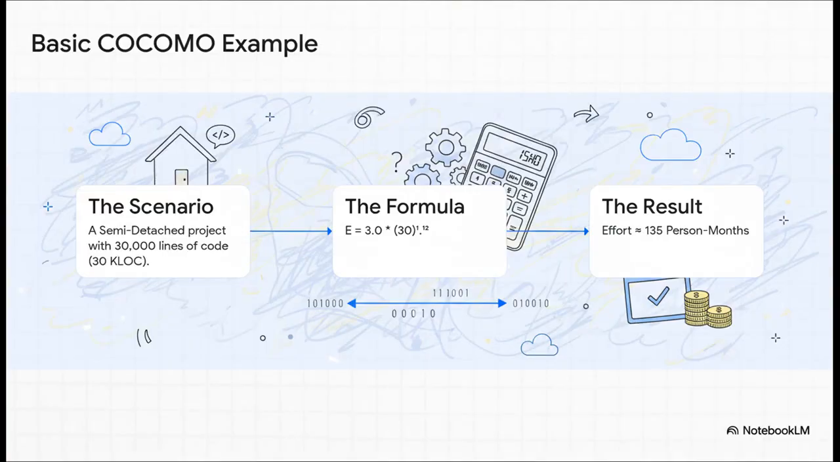Let's make this real with a quick example. Let's say we have a semi-detached project that we think will be about 30,000 lines of code, so 30 KLOC. We look at our table, grab the right numbers, A is 3.0 and B is 1.12. Then we just plug them into the formula. Effort equals 3.0 times 30 to the power of 1.12. You run the numbers, and you get about 135 person months. And just like that, you've got a data-driven starting point for your planning.